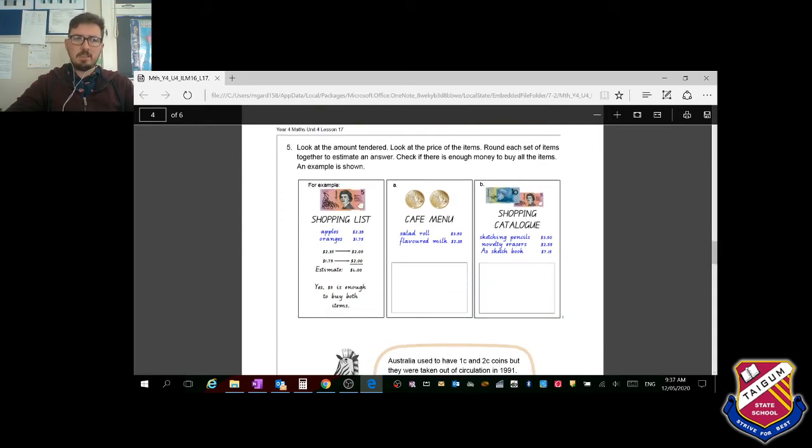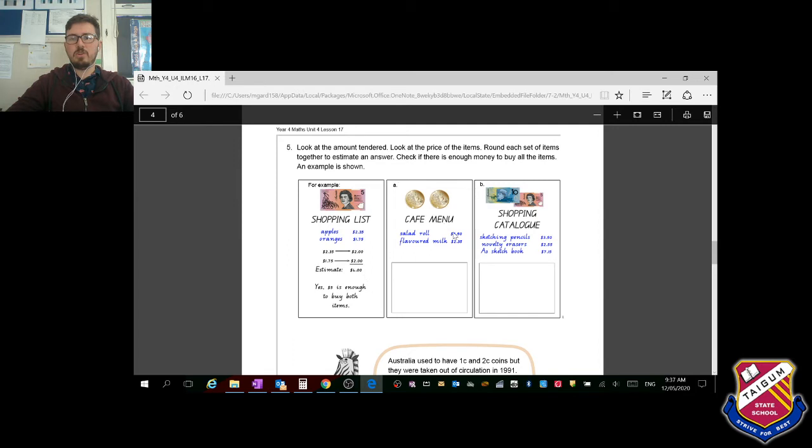Okay, here's another thing. The first one has been done for you. You need to look at the amount tendered, which is up here. You need to look at the price of the items. So you look at what's being purchased. You need to then round those items to the nearest dollar, and then you need to check if there is enough money to buy those items. So the first one has been done for you. There was $5 tendered. The apples are $2.35. The oranges are $1.75. They've rounded both items to $2, which is 4. So $5 will be enough.